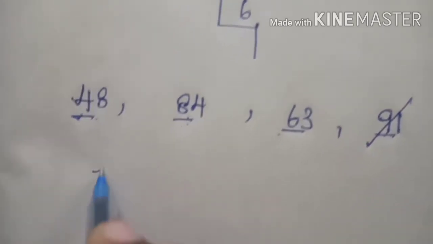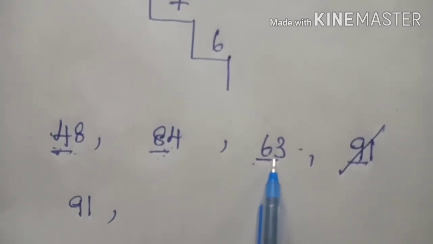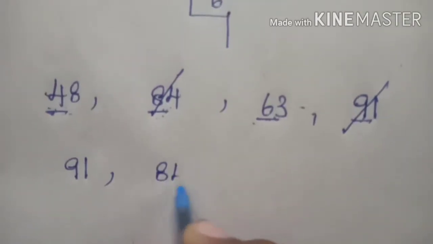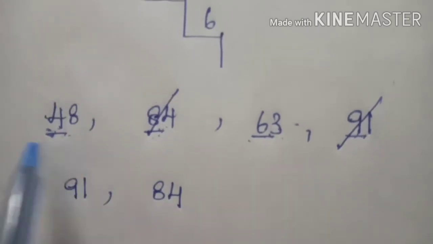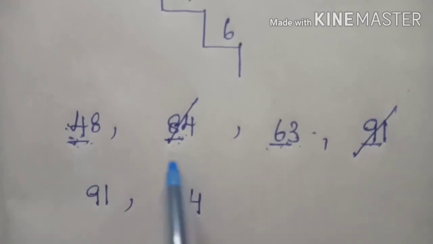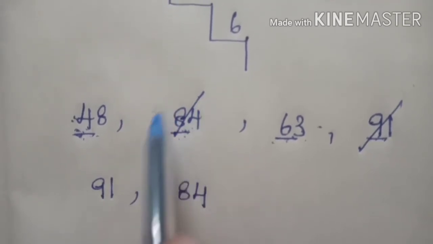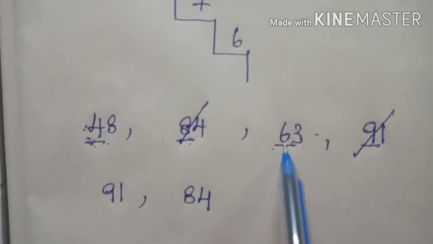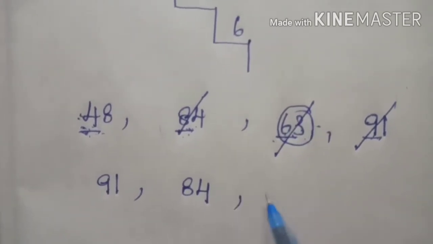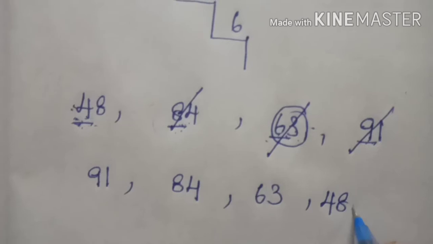So just strike out that number and write it first. Now compare the remaining numbers. Which is greatest? 4, 8, 6. Yes, 84 is the next number. Now we still have two numbers. Which is the greater number, 48 or 63? See, when the tens place value is bigger, the entire number will be the greatest number. Here 6 is the greater digit, so the entire number 63 will be the greater number. Now we have only one number left, so you can write it directly.